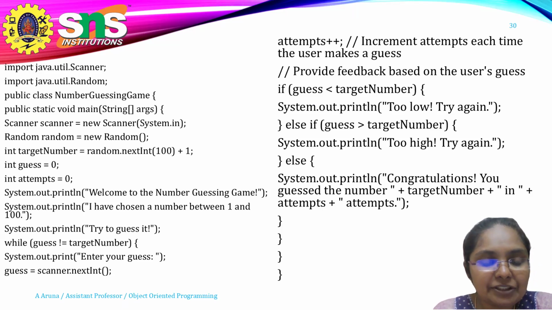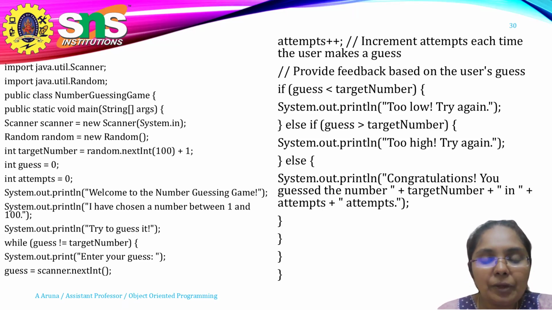So guess is equal to 0, attempt is equal to 0. Initially, we have to initialize. I display a welcome message for the number guessing game. I have chosen a number, and you have to choose a number between 1 to 100. Then we print and try to guess it. So while your guess is not equal to the target number, enter the guess number. The guess is stored over here, and the attempt is incremented. Then the feedback: if it is less than the number, it will say too low; if greater than the number, too high. Otherwise, it says congratulations, you guessed the correct number.